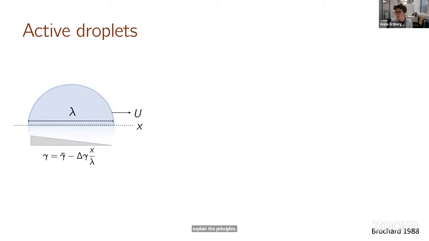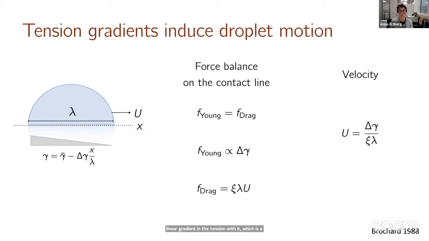This is from a rather old theoretical paper, but they show a very nice derivation. We imagine a droplet that is sitting on a substrate. We can parameterize a linear gradient in the tension which is decreasing in the direction of movement. And basically, we obtain an expression for the velocity by considering the balance of forces.